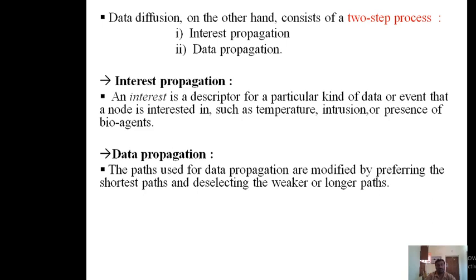Data dissemination is a two-step process. Those steps are the interest propagation process and the data propagation process. Now come to the first one. What is meant by interest propagation? Interest propagation is a descriptor for a particular kind of data or event that a node is interested in, such as temperature, intrusion, or presence of bioagents.